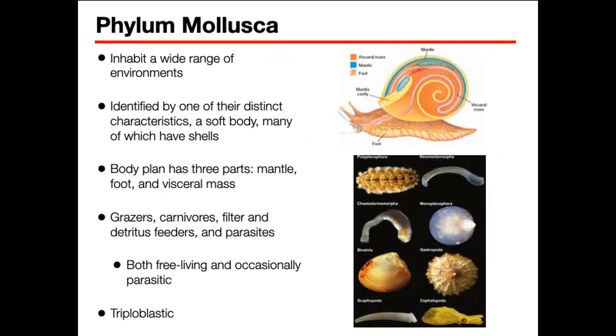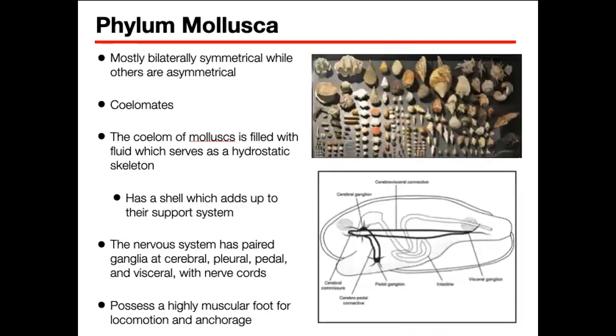And it has a relatively simple body plan with three parts: the mantle, the foot, and the visceral mass. This is the mantle, and then the foot, and the inside would be this visceral mass right here. They are usually grazers, carnivores, filter feeders, and detritus feeders, and some can even be parasitic. They can be both free living and occasionally parasitic, and they are also triploblastic. Mollusks are also bilaterally symmetrical organisms, while some can be asymmetrical because of the shell.